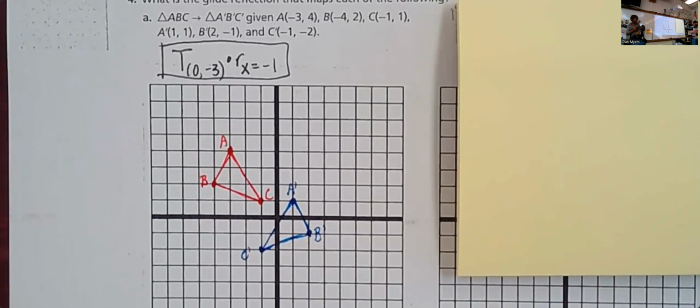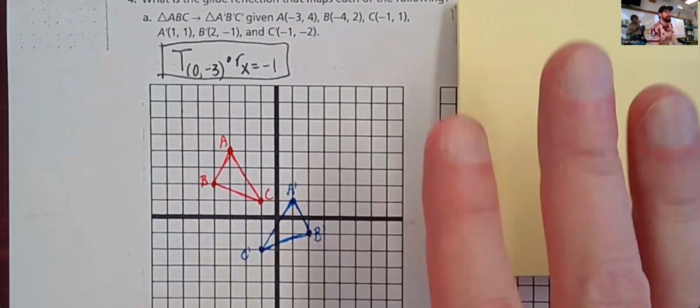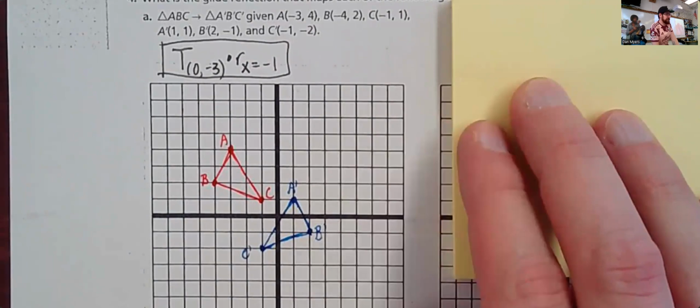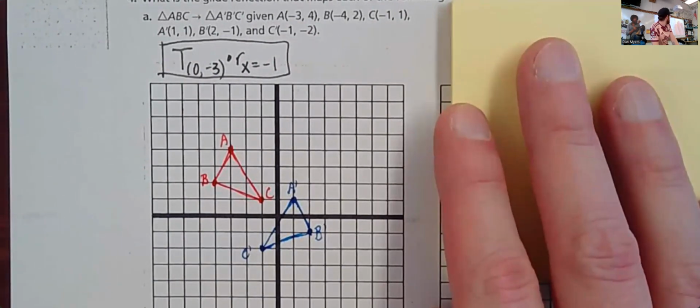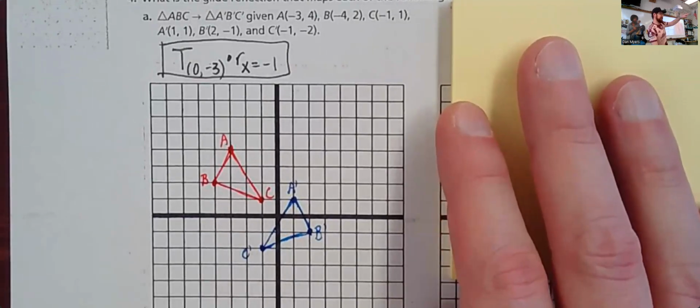Any questions on A? Anybody have an answer for B that they want to share? What's our translation on B? Is the translation a horizontal or a vertical translation? Are we moving left or right, or are we moving up and down for the translation?